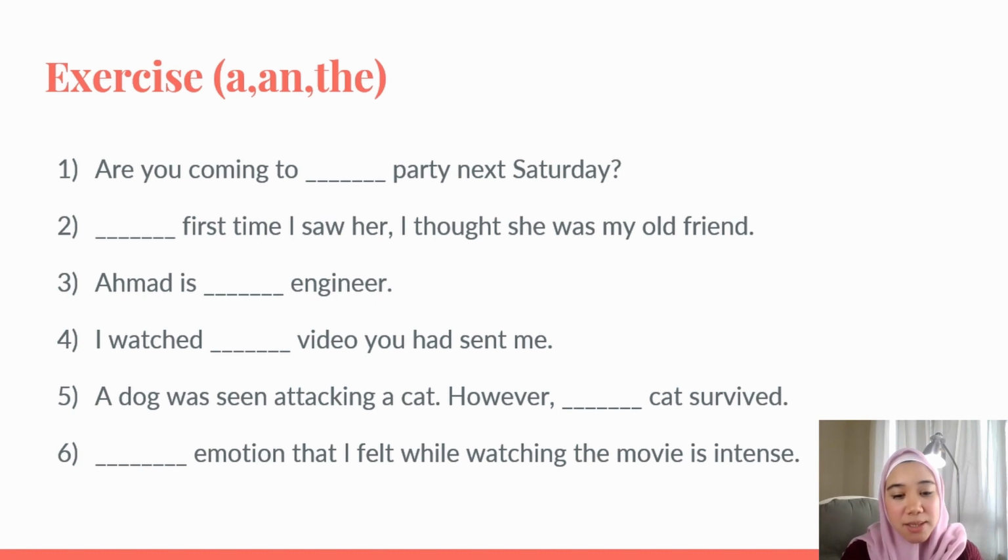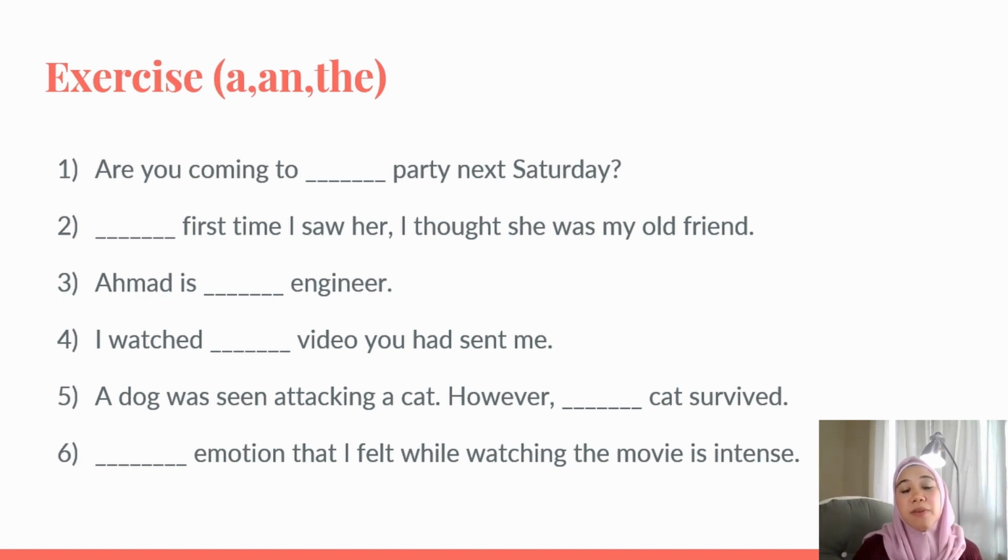Try to do this exercise here. Make sure you use and apply all the 6 rules that we learned today. Number 1, are you coming to the party next Saturday? The answer is the, because the party is a specific noun. For example, this party is hosted by our friend named Aini. So it is a specific party, Aini's party. So that's why, because it's a specific noun, we are going to use the.